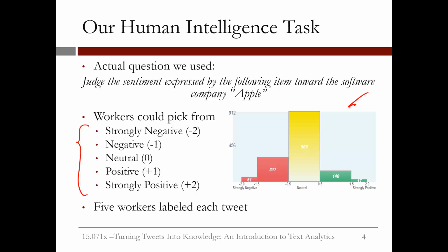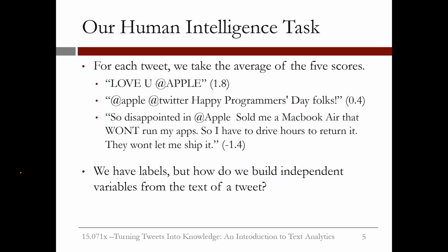The graph on the right shows the distribution of the number of tweets classified into each of the categories. We can see here that the majority of tweets were classified as neutral, with a small number classified as strongly negative or strongly positive. Then, for each tweet, we take the average of the 5 scores given by the 5 workers. For example, the tweet "Love You Apple" was seen as strongly positive by 4 of the workers and positive by 1 of the workers, so it gets a score of 1.8.